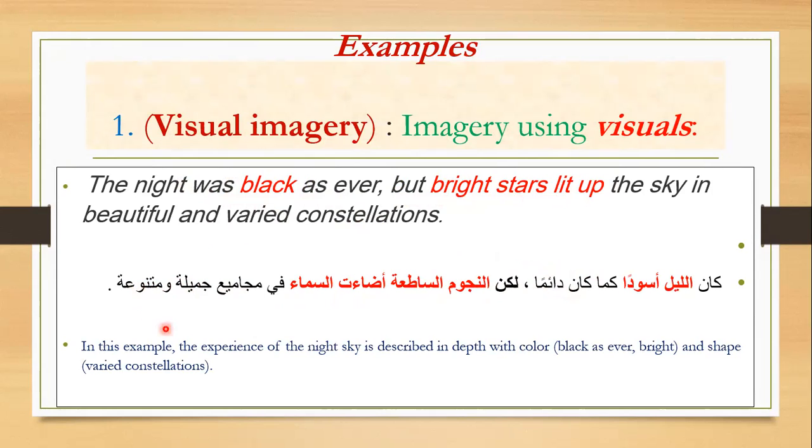So here, in this example, we experience the night sky because of the author's description, which is describing in depth with color: black, bright, and shade. So here we can see that the writer, through his sentences and words, created a visual image, and as we read now, it is as if we are watching the stars, because he created a visual image by his own words. This is the first example.